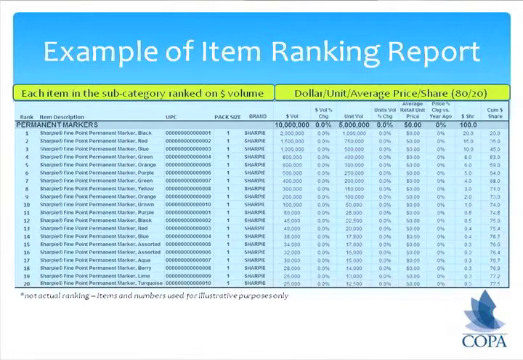And then on the right side here, we've got dollar, unit, and so you can see the dollar volume percent change, the unit volume percent change, the average price, whether or not that average price has increased or decreased versus a year ago at the item level, and then the dollar share that item has within the total subcategory. And then a very important one is the cumulative share, which I just put in brackets.